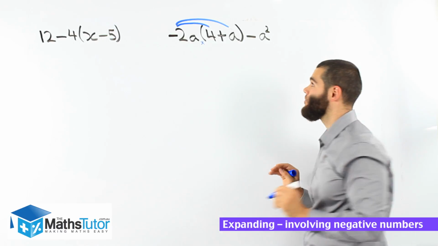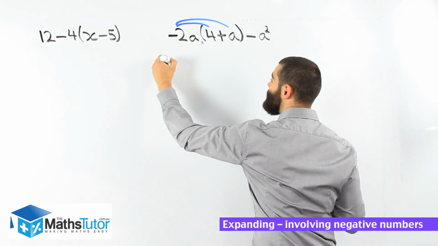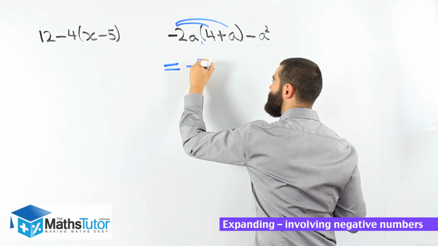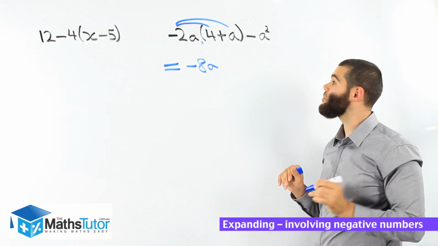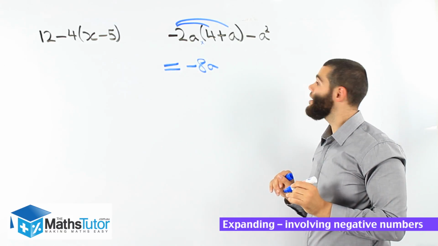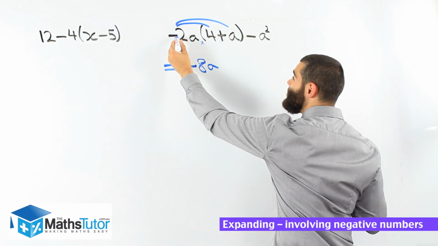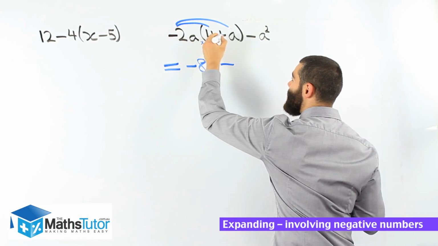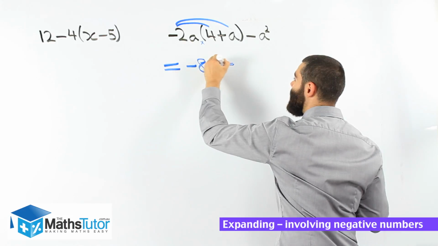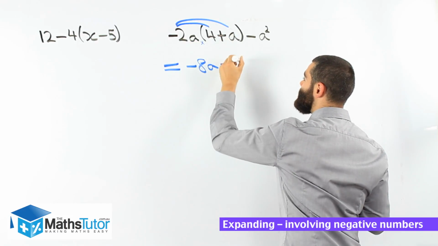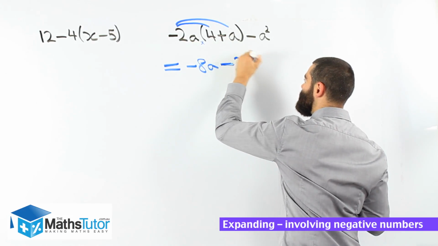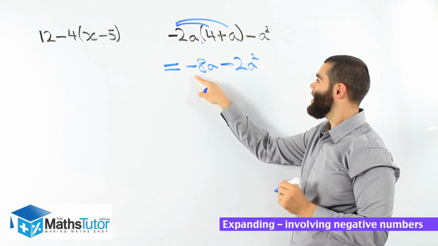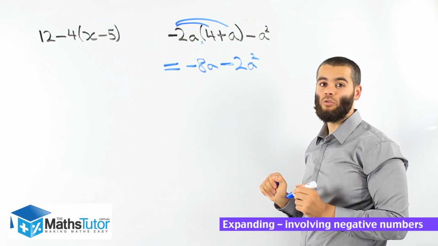Be careful of that. Negative 2a times 4 is negative 8a. Then negative 2a times a, again we have a negative and a positive, which becomes a negative. 2a times a is 2a squared. So now we've expanded everything inside: negative 8a minus 2a squared.